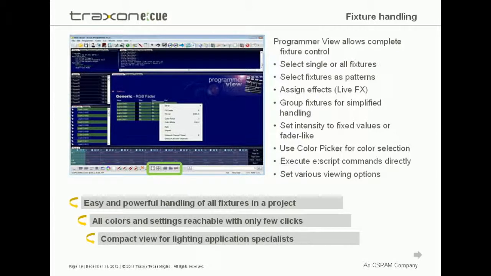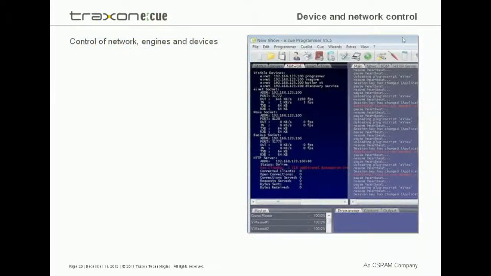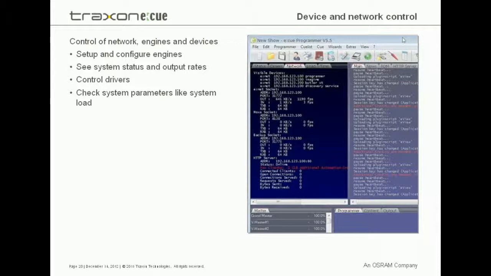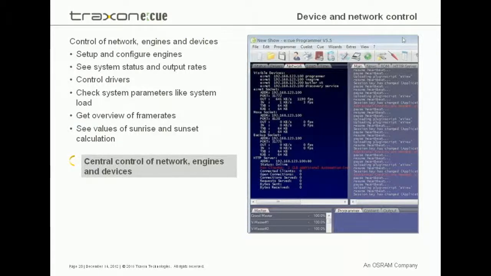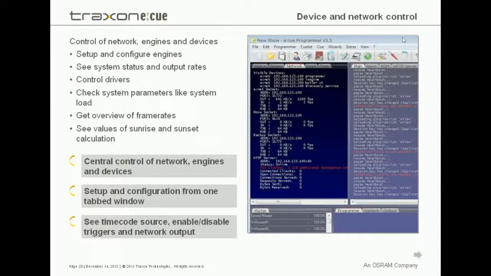You have a compact view of your lighting application. In the programmer, you can see your network, you can see your engines, and you can see your devices. You can set up and configure them, you can see the system status and which output rates are running. You can control drivers, and you can also see system parameters, for example, the system load at the current moment. You can see which frame rates are running on the fixtures, and you also see values of sunrise and sunset calculations. So you have a central control of network engines and devices, and you can set up and configure your whole shows in tabbed windows. You can also see timecode sources, you can enable and disable triggers, and you can also enable and disable network output.